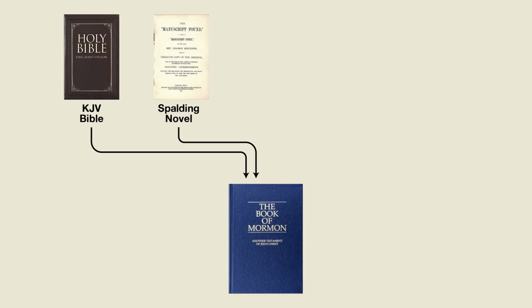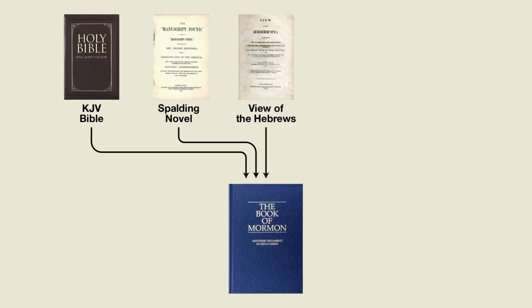The second source is a book called View of the Hebrews, published in 1823 by a pastor named Ethan Smith. This book argues that the Native Americans are the direct descendants of the lost 10 tribes of Israel, a similar idea to the one found in the Book of Mormon. Remember, in the Book of Mormon, Lehi is said to have been from the tribe of Manasseh, and Ishmael from the tribe of Ephraim. This would make the Nephites and the Lamanites the direct descendants of at least these two tribes.